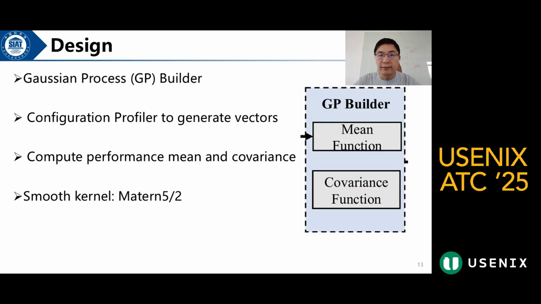The Gaussian Process Builder component leverages the configuration profiler to generate vectors and uses these samples to calculate the initial performance mean and the covariance between the performance and the configuration. For the kernel, we choose Matern 5/2, as it does not require strong smoothness and is preferred to model practical functions.